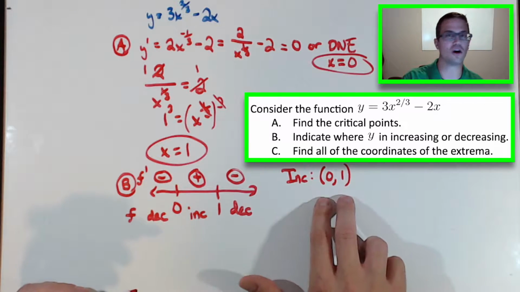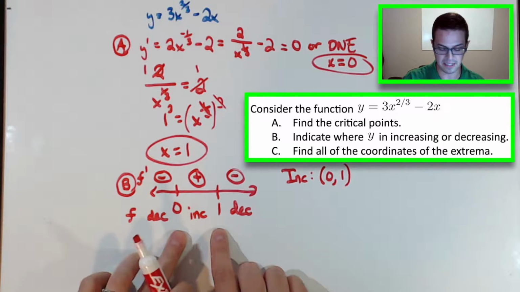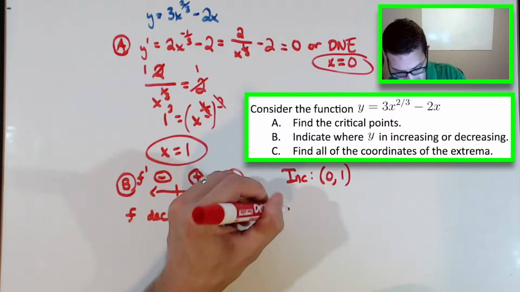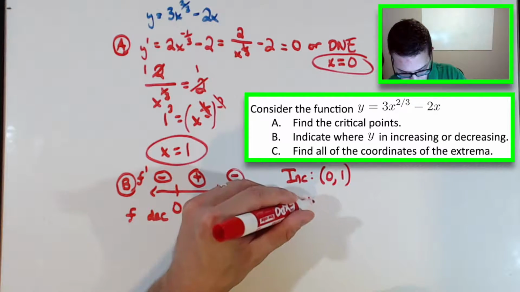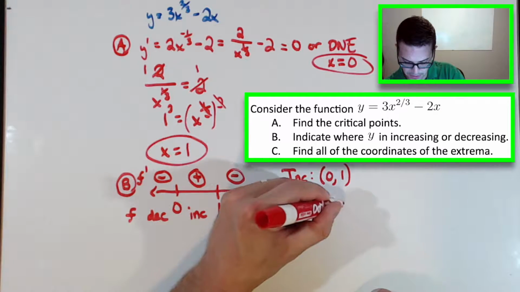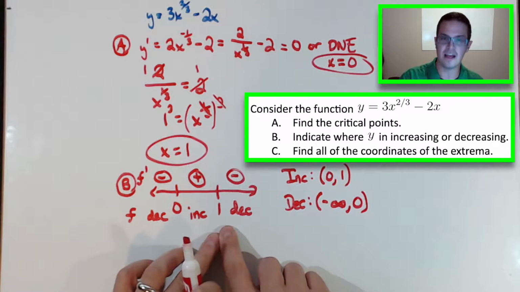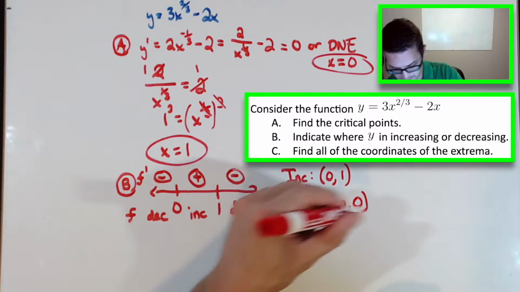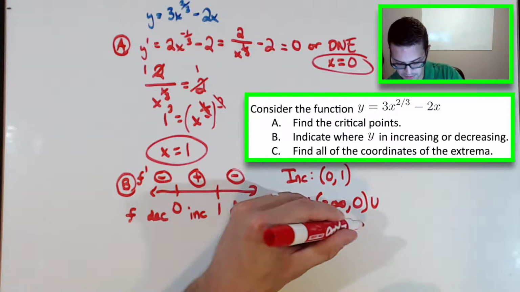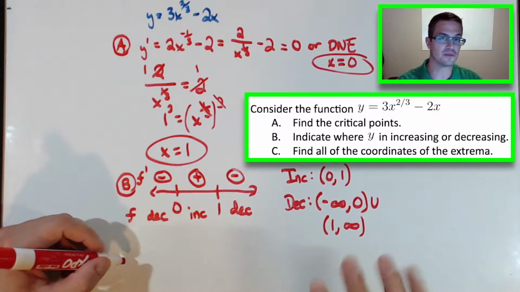Okay, also make sure it's always open interval. You can't include the end points on that, because it's not technically increasing at 0 and 1. It's increasing between those. Okay, it is decreasing from negative infinity to 0. So I'm going to put that in. You always got to put the smallest number first for interval notation. So negative infinity to 0, then from 1 to infinity. So I'll do a union 1 to infinity. Okay, that's part B, finding the intervals where it's increasing, decreasing.